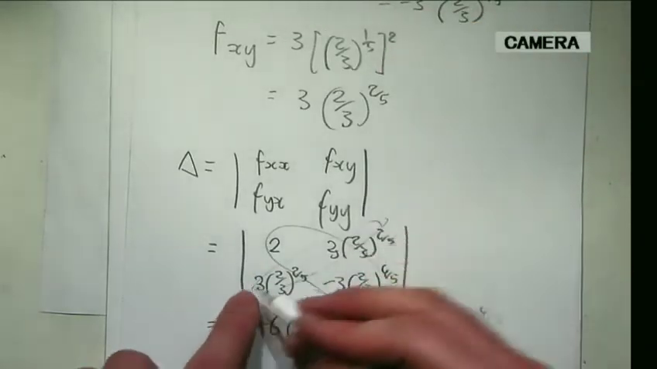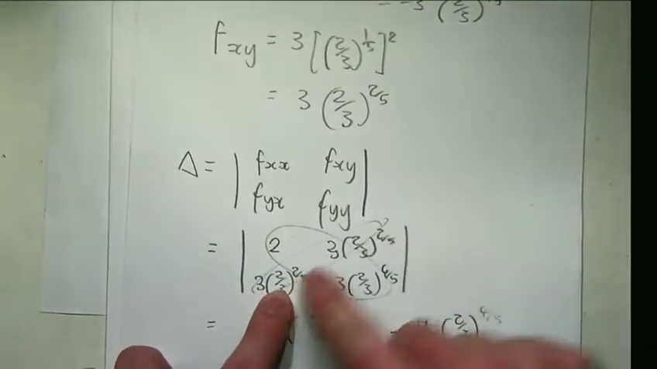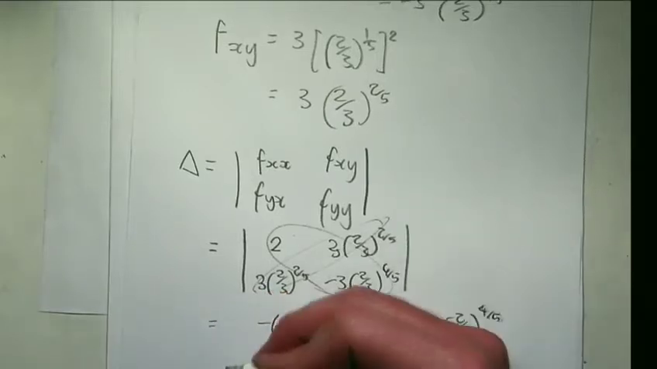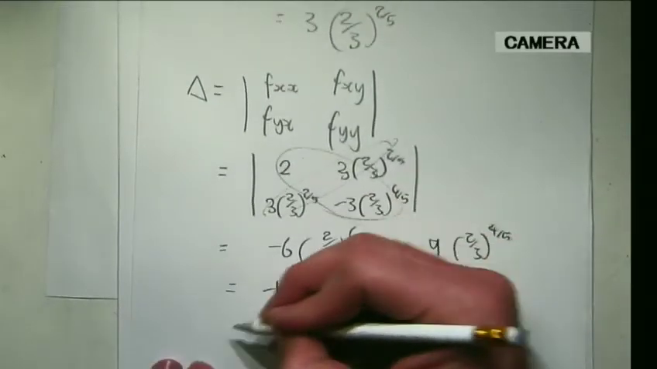That's 3 times 3 is 9, 2/3 to 2/5, yeah. And that's negative. So it's a saddle point.